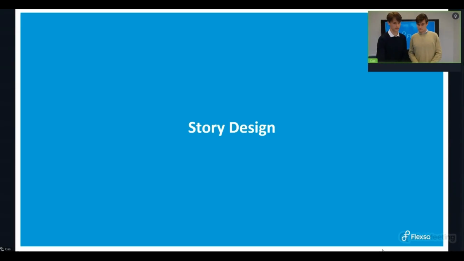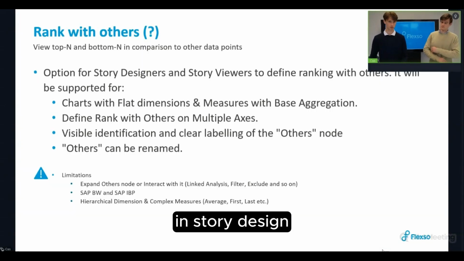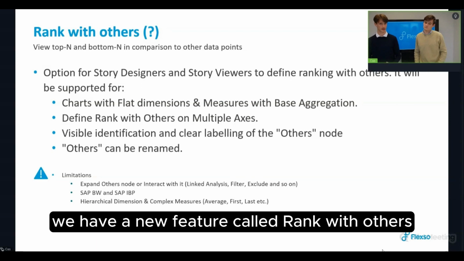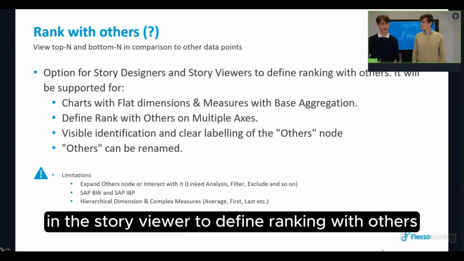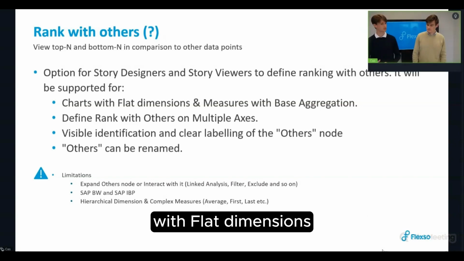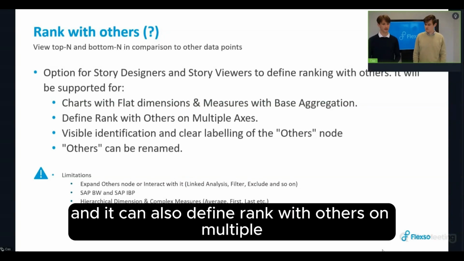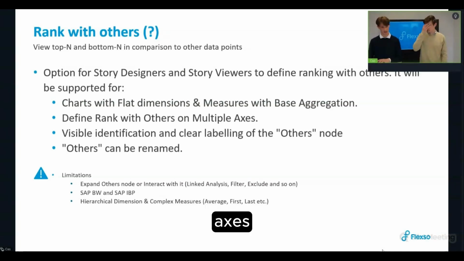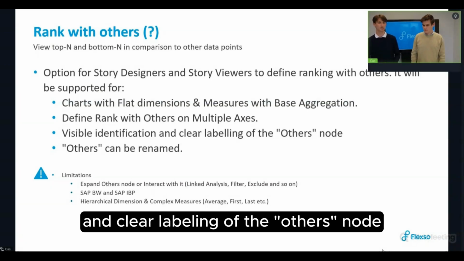Okay. Then we move over to story design. In story design, we have a new feature called Rank with Others. It's an option in the story viewer to define ranking with others, and it will be supported for charts with flat dimensions and measures with base aggregations. And it can also define rank with others on multiple axes. So it's really a nice visible identification and clear labeling of the others nodes.